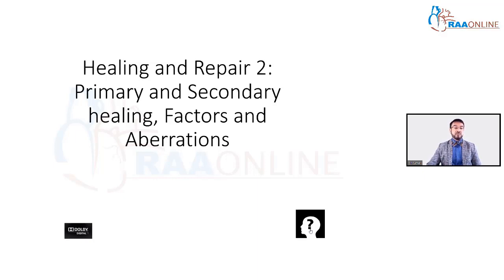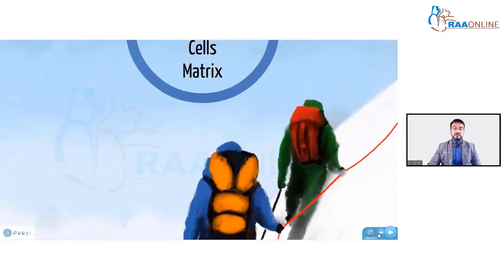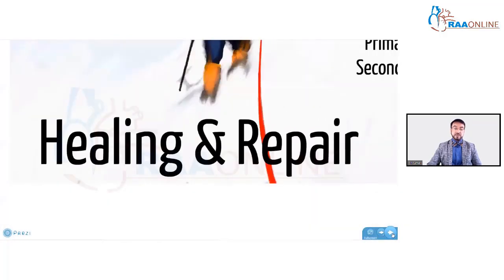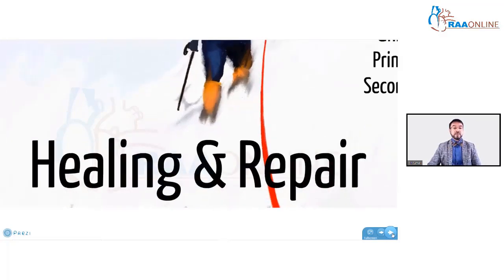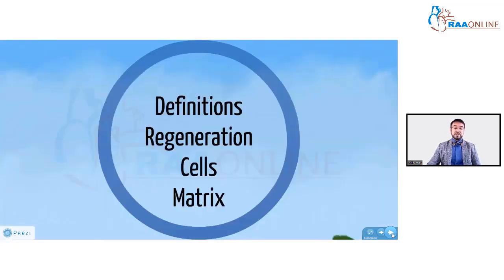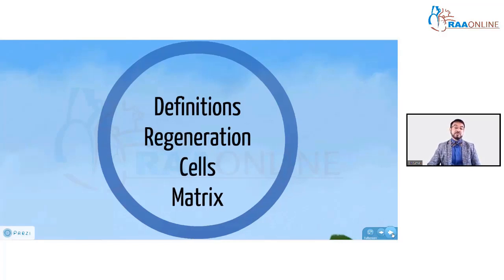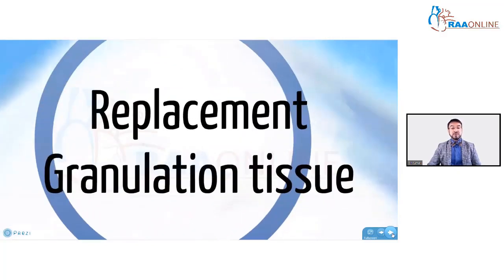So a quick summary of what we've seen in the first lecture. We started talking about the definition of healing and repair. We went on to regeneration, cells, and we spoke about the extracellular matrix, the various components of the extracellular matrix, which is glycoproteins, glycosaminoglycans, proteoglycans, and most importantly, collagen. There are 14 types of collagen. And then we went on to see how replacement occurs and granulation tissue is formed.